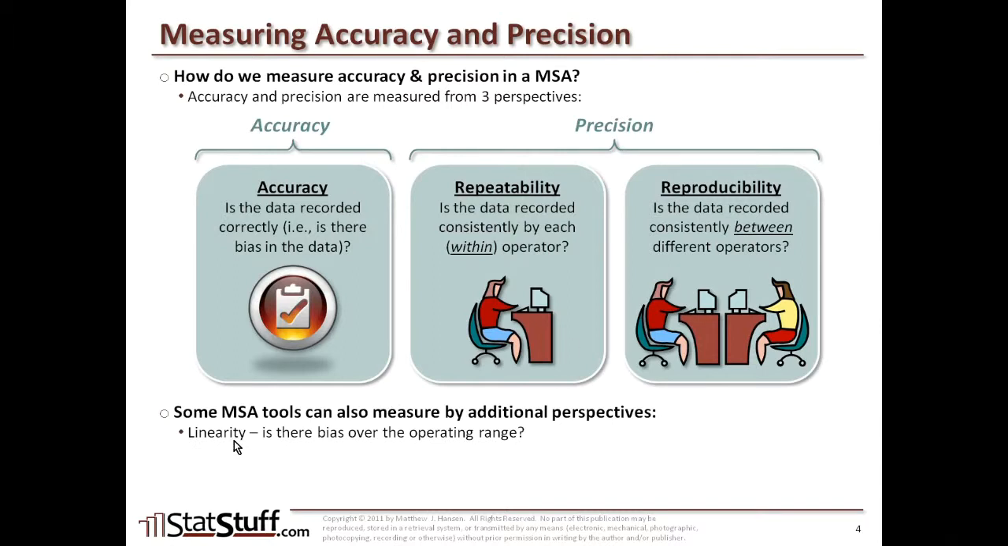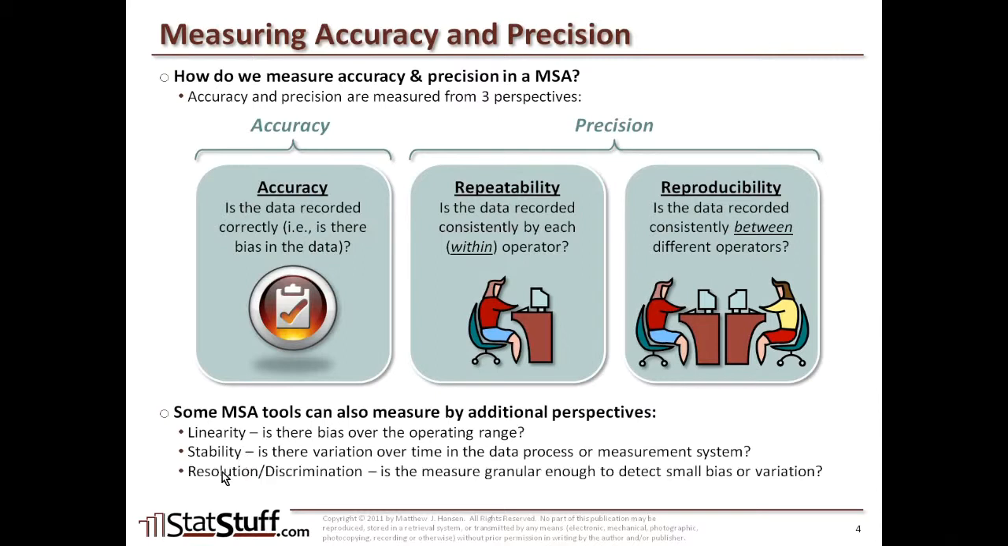Now, there are some additional perspectives that could be applied when looking at the MSA and doing analysis on it. One is linearity, that is, is there bias over the operating range. Another one is stability, is there variation over time in the data process or within that measurement system. And then finally, resolution or discrimination, which asks, is the measure granular enough, or is it at a low enough scale to detect small bias or variation? These are some additional perspectives, but for the exercise we're going to be exploring, we're going to limit it to just the other three perspectives of accuracy, repeatability, and reproducibility.